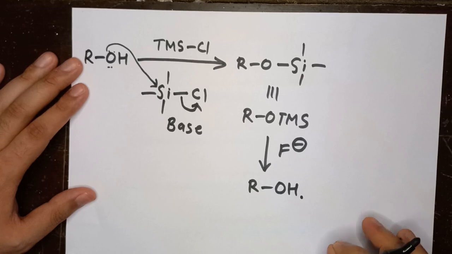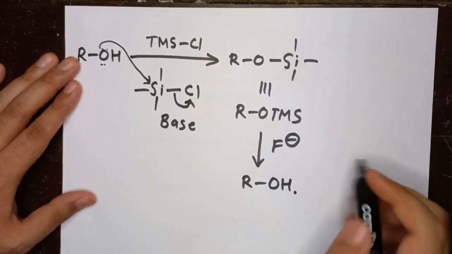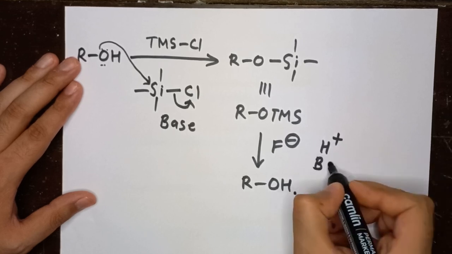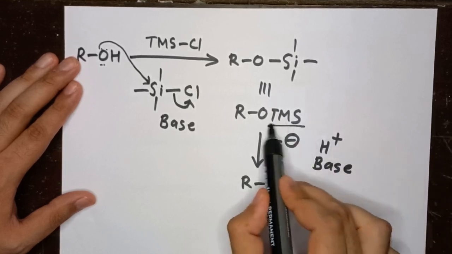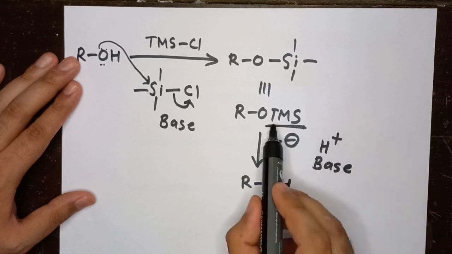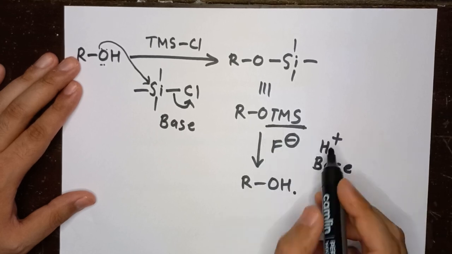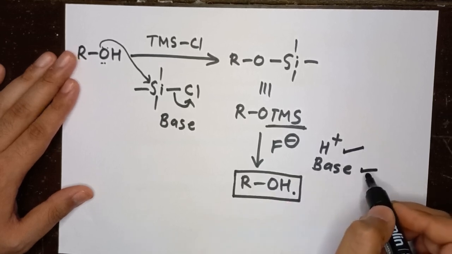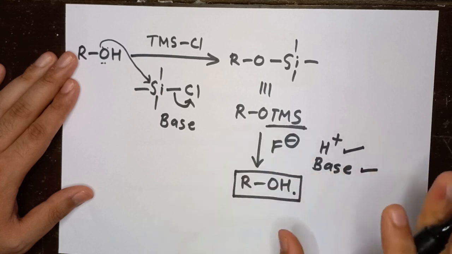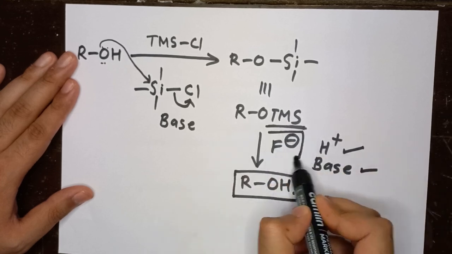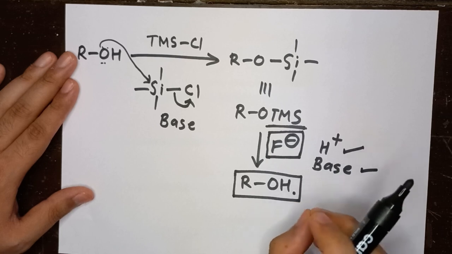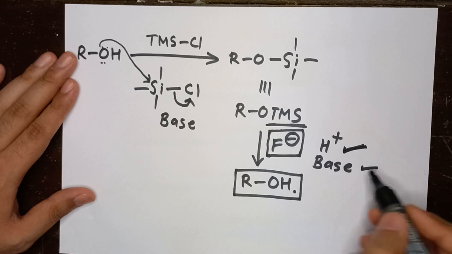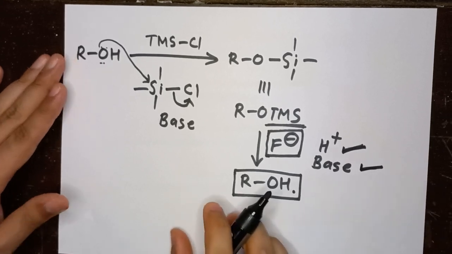Just to mention, in a few of the examples you can also see H plus, or you can also see basic media to deprotect your TMS group. So you need to know that TMS can be deprotected to get back the alcohol group by using acid or base. In general, 99% of the time you will see an F minus source, but you need to keep in the back of your mind that a silyl group can be deprotected under slightly acidic or basic medium.